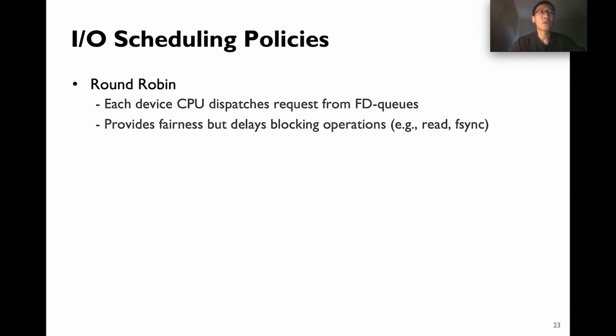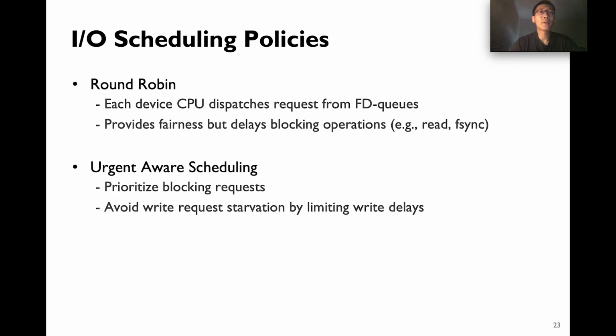The first one is a round-robin policy, where each device CPU dispatches requests from one FDQ in a round-robin fashion. It provides fairness, but could potentially delay blocking operations like read and fsync. Because in CrossFS, write operations happen asynchronously, they are appended to the NVM FDQ and data buffer before being processed by firmFS.